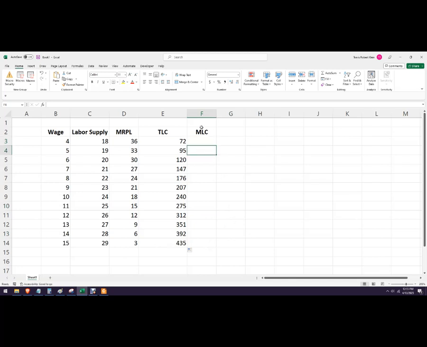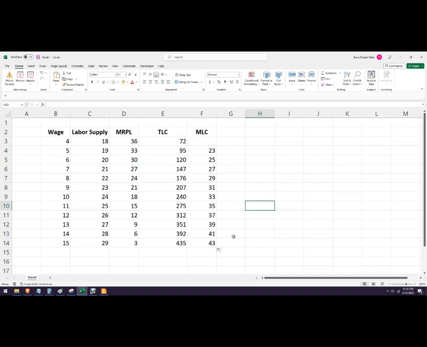Next, I want to calculate the marginal labor cost. The marginal labor cost is the change in total labor cost divided by the change in quantity of labor, which is the labor supply. Now here it's always 1, so I can skip that part. I don't need to write that as part of my formula. It would just be the difference between this and this, and I'm going to leave it as that. If you had a different number here, you would want to put these in parentheses and then divide by the change here. Do the same thing. Okay, I'm just going to copy that all the way down. So here's the marginal labor cost.